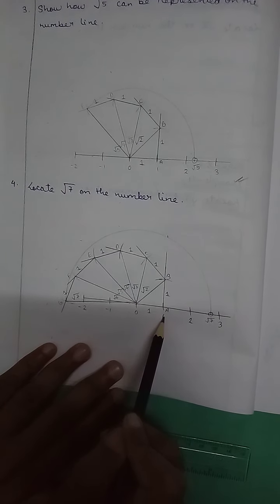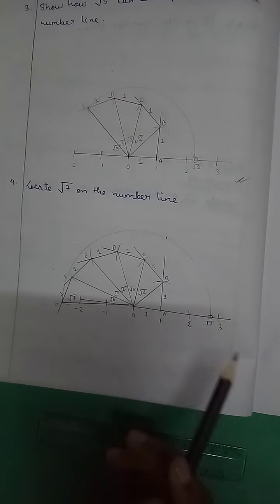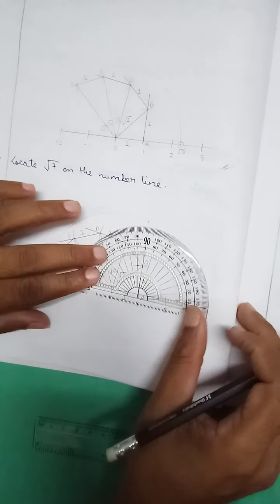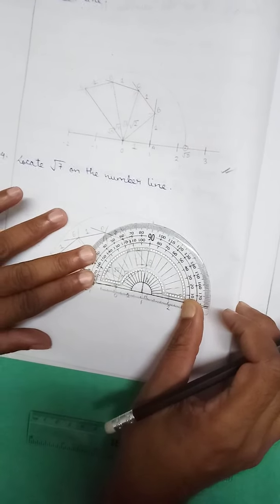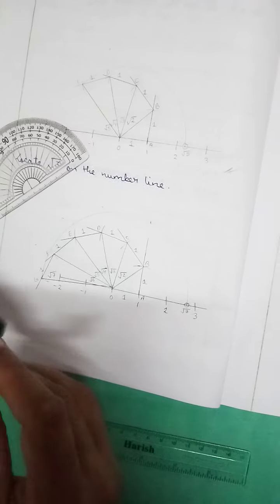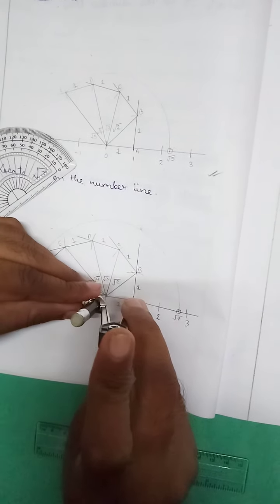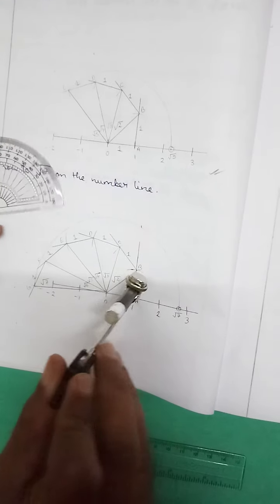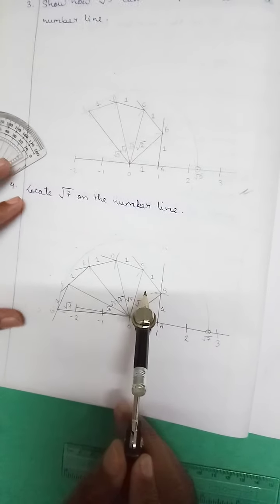Where 1 is written, there you put one alphabet A. Over this point A, you draw one perpendicular with the help of protractor. Draw 90 degree, make the line. Then as it is 0 to 1, you measure by compass, 0 to 1. From here you cut. That is 1 unit. Then join this one. This will be your root 2.